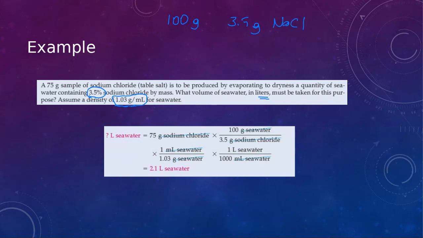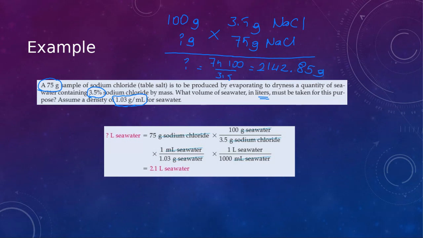Okay, they want 75 grams. 75 grams sodium chloride they want. What volume of seawater do I get? This is the proportion actually. This gives 2142.85 grams. Okay, this is grams, but they ask us for liters.